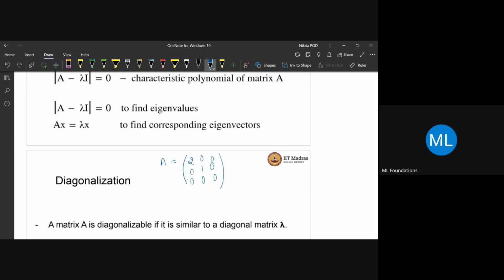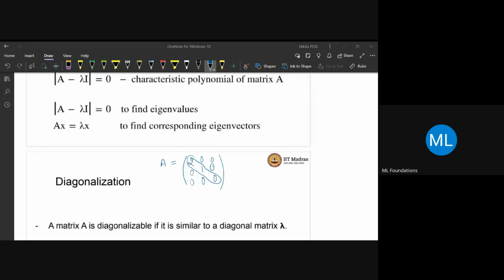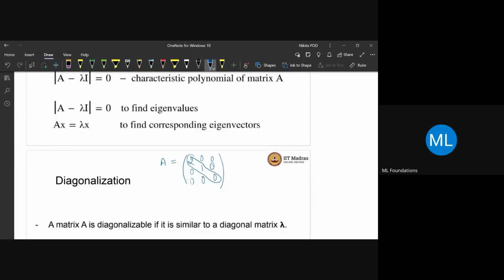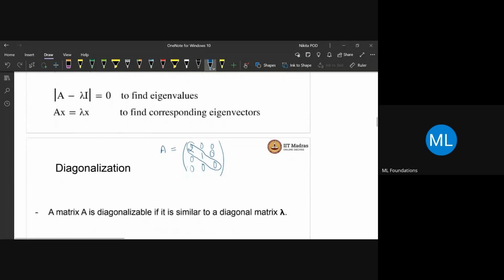What about this matrix? What are the eigenvalues? 2 and 1. 2, 1, 0. And eigenvectors. For this matrix, we will have 3 eigenvalues, the ones sitting on the diagonal. So what will you get when you solve for this matrix?